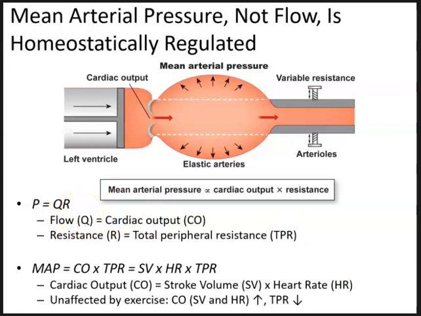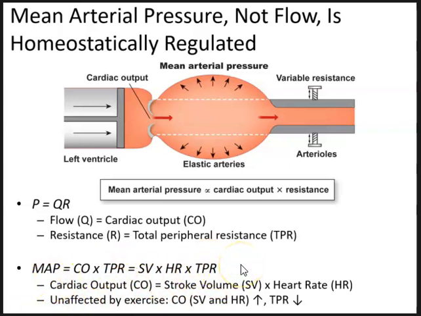Now, using that information, we can then derive another formula. We know that mean arterial pressure is equal to cardiac output times total peripheral resistance. So cardiac output, again, being the same as flow, resistance being the same as total peripheral resistance, okay? And we also know the previous formula for cardiac output. Cardiac output equals stroke volume times heart rate. So based on that information, we can say that mean arterial pressure equals stroke volume times heart rate times total peripheral resistance.